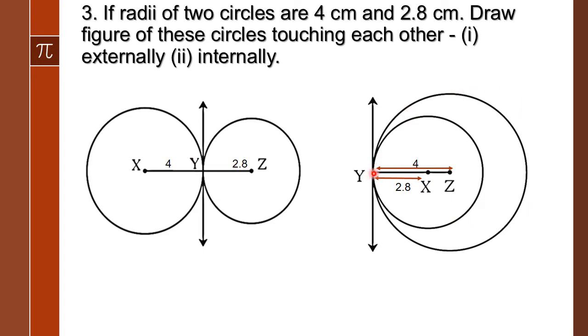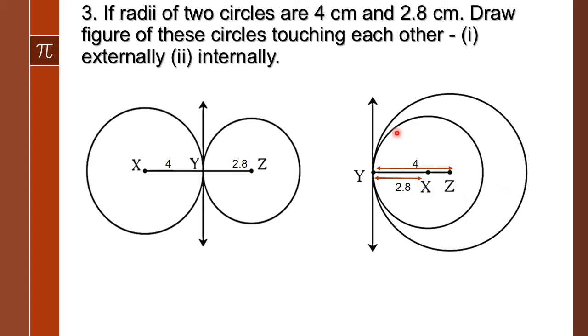Next, keep the pointer at X. How will you choose X? Take the scale and from point Y measure 2.8 and make a marking over there. Keep the pointer of the compass over there and then keep the pencil here and draw one more circle. So here also you can draw two internally touching circles easily.